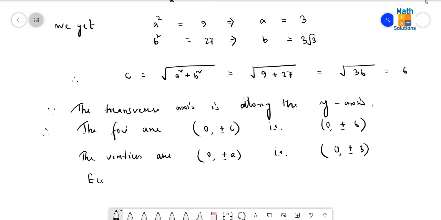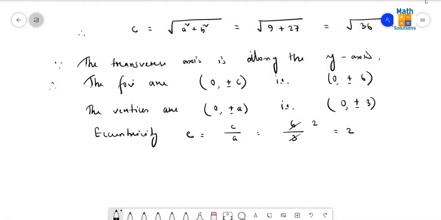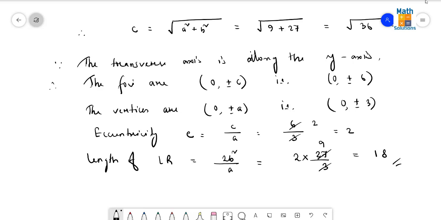Then eccentricity e is equal to c by a. What can we write? c is 6 and a is 3. So ultimately on cancellation our result will come as 2. Eccentricity is 2 here, and then the length of latus rectum is equal to 2b square by a, and the result will come as b square means actually here in this case b square is 27, and in place of a we can write 3. So on cancellation it is 9, so the result will come as 18. So this is the answer for this part.